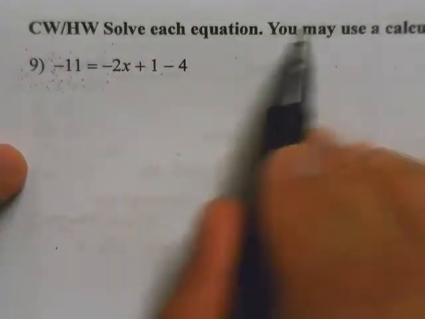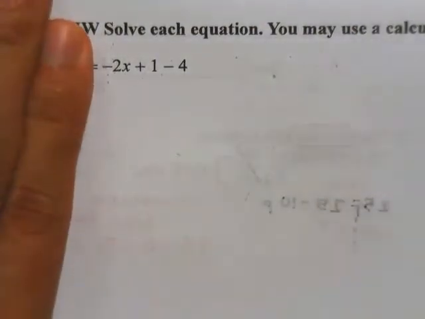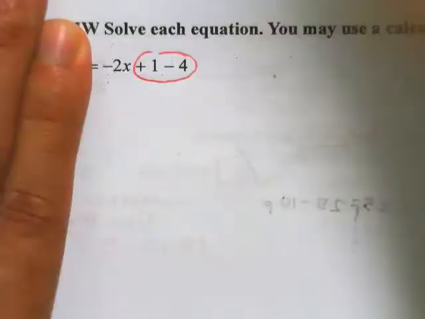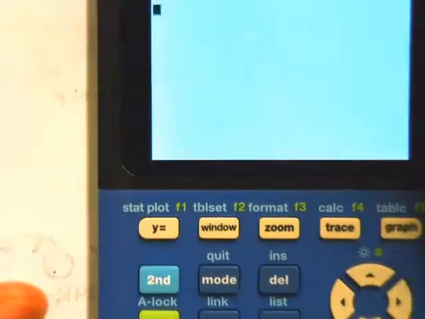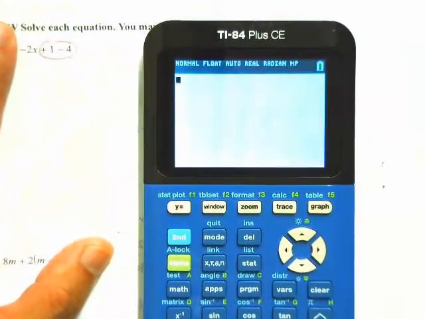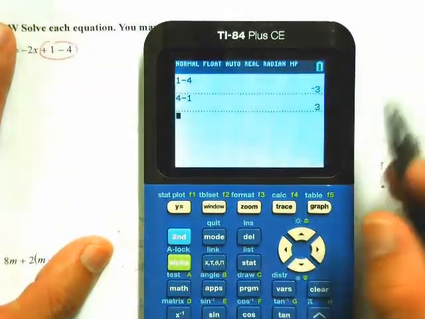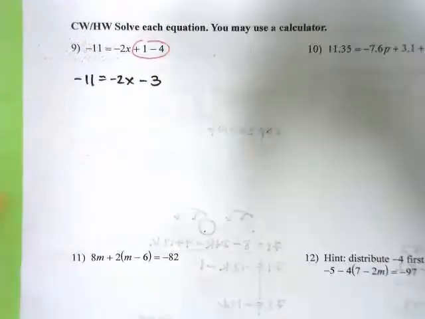Okay, combine like terms first. There's nothing that we can do right now on the left side, but take a look at the right side. Hopefully you guys can see that the +1 and -4, they're like terms. If you're not too strong with integers, go ahead and grab that. The answer to that is -3. 1 minus 4 is -3. My trick is if 4 minus 1 is 3, then 1 minus 4 is -3. So -11 is equal to -2x minus 3.